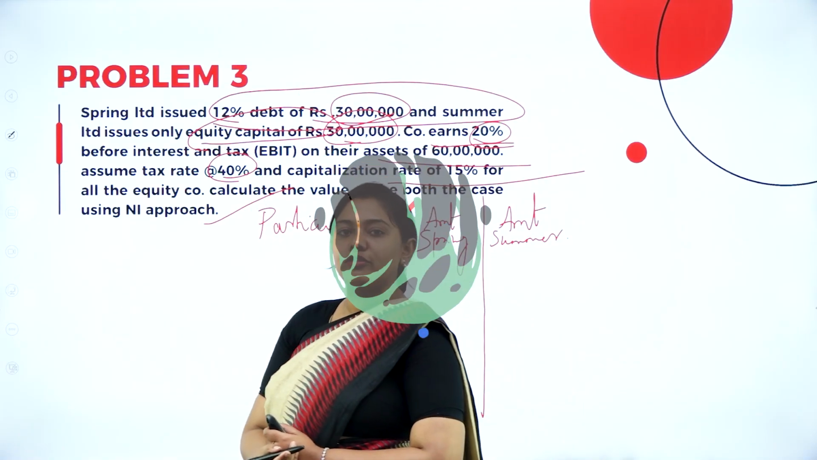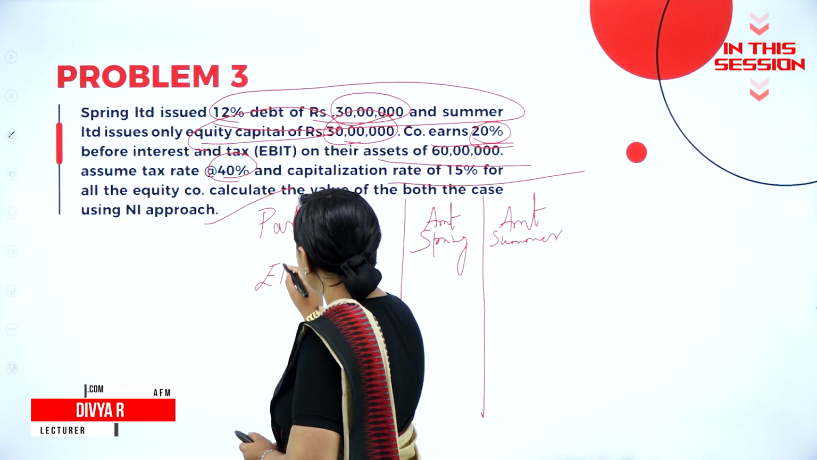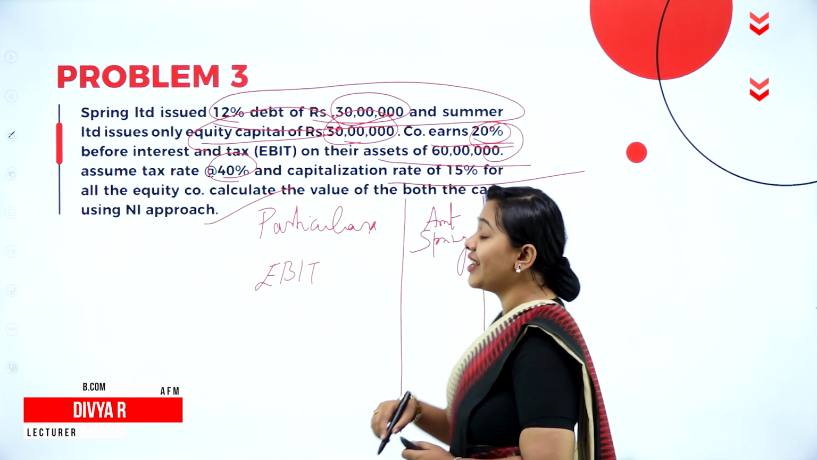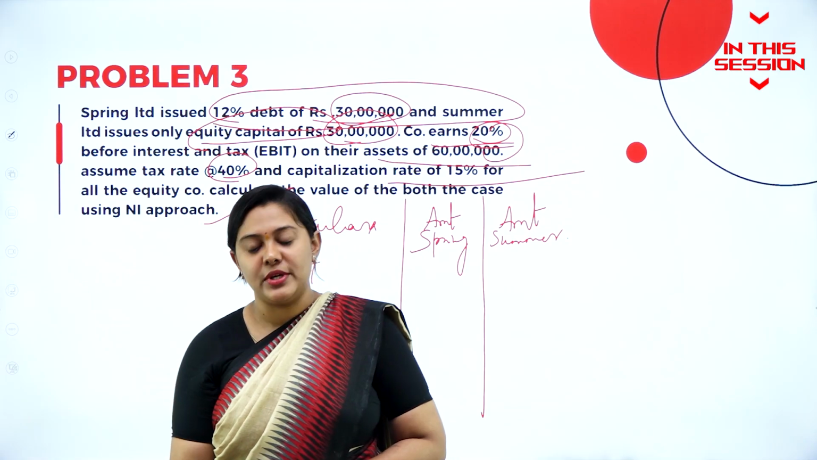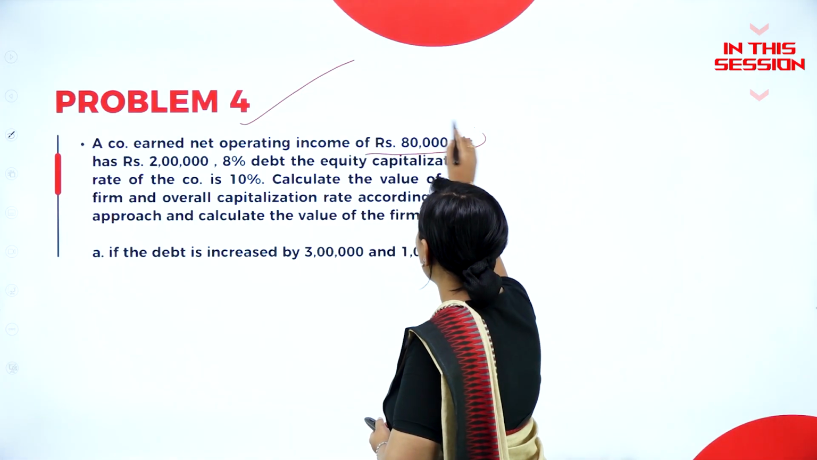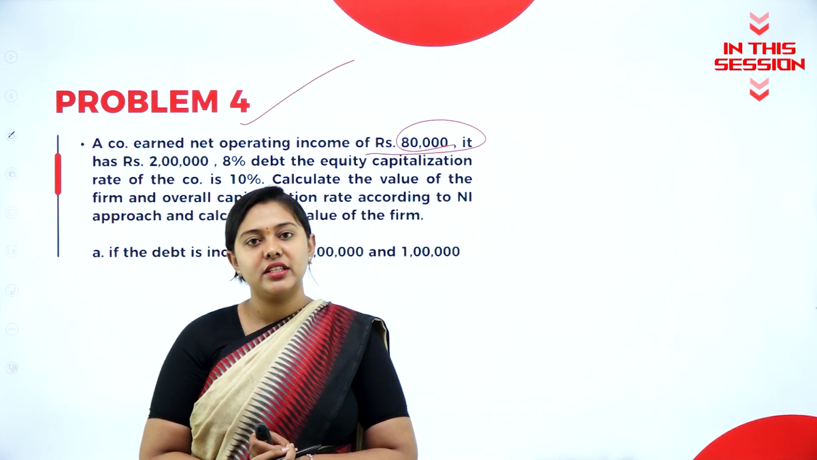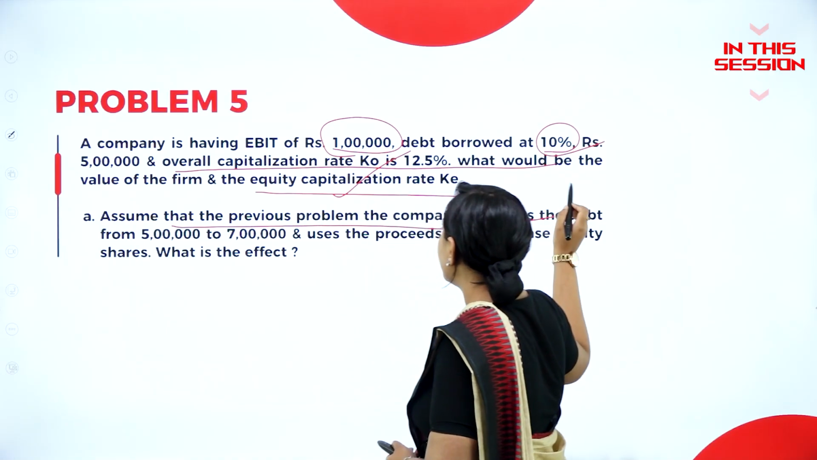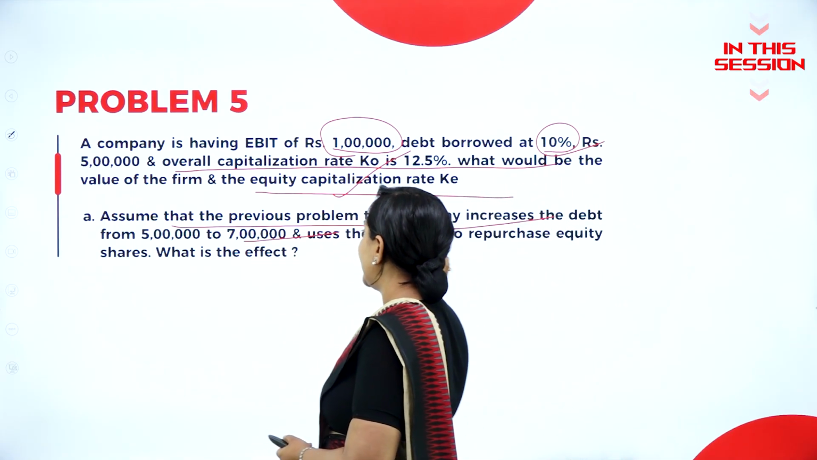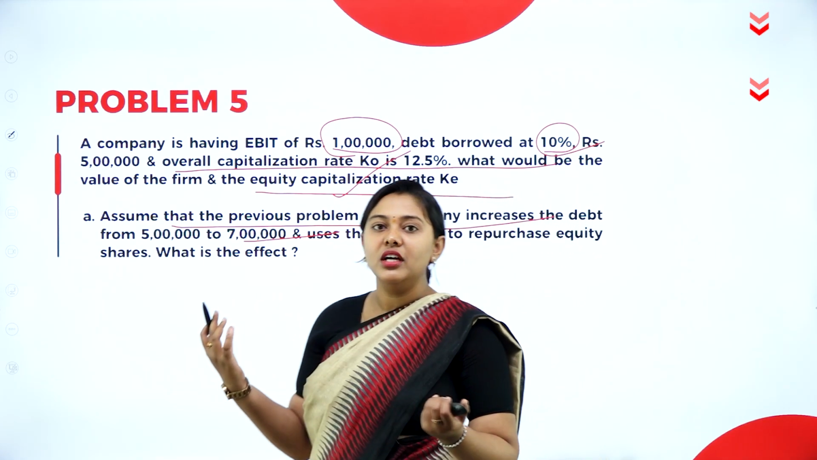What is, according to our format, what is the first step to calculate EBIT? So earnings before interest and tax, that is 60 lakh into 20%. A company earned net operating income of 80,000. So what is the net operating income? 80,000. Assume that the previous problem, the company increased the debt from 5 lakh to 7 lakh and uses the proceeds to repurchase equity. What is the effect?